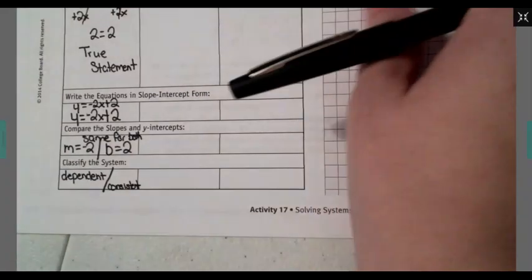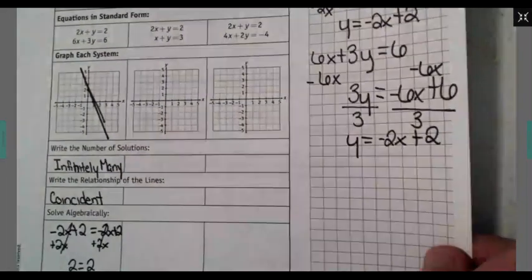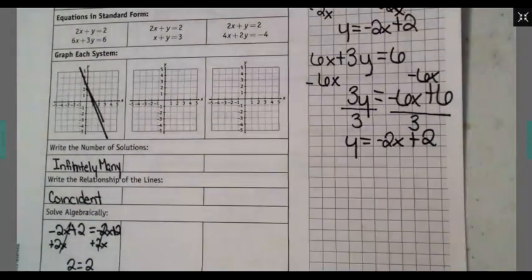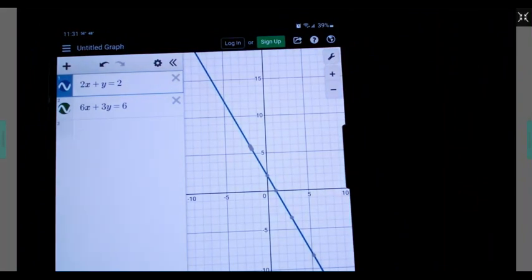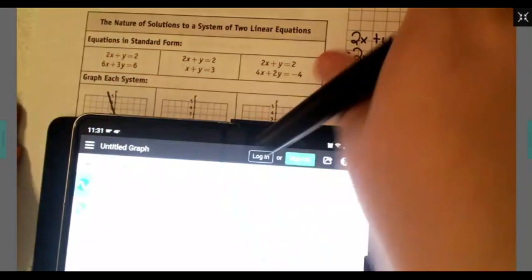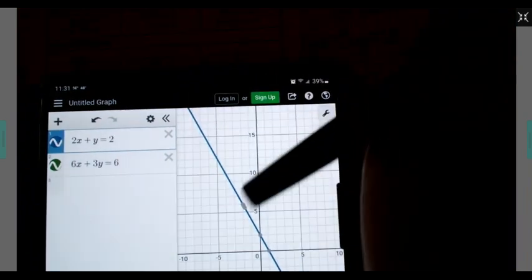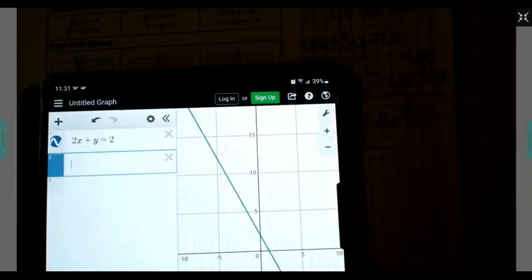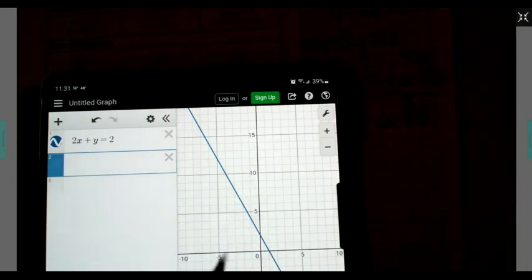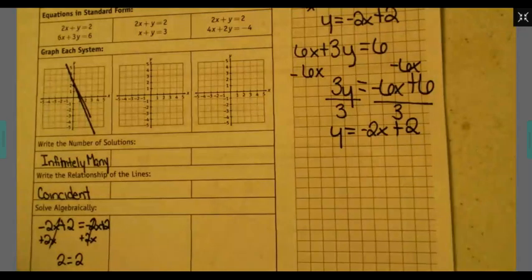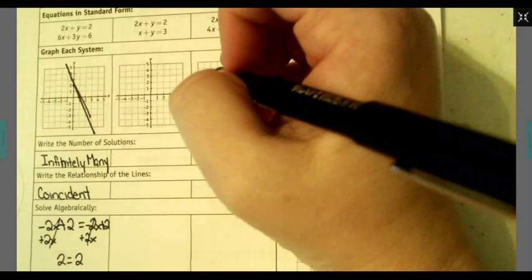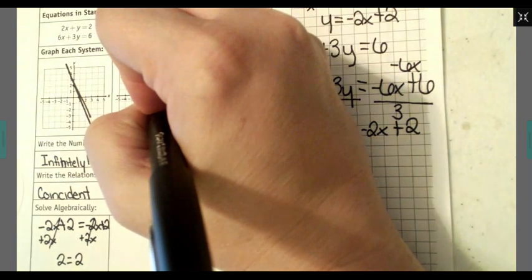All right, let's take a look at the second set of equations that they gave us. I'm going to start by plugging this into Desmos. The 2x plus y equals 2 is already my first equation. So I'm going to go ahead and cancel out the second one. And I'm going to graph it. It is x plus y equals 3. Ooh, okay. So my first line was this.